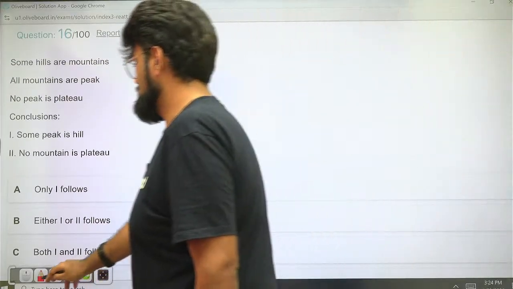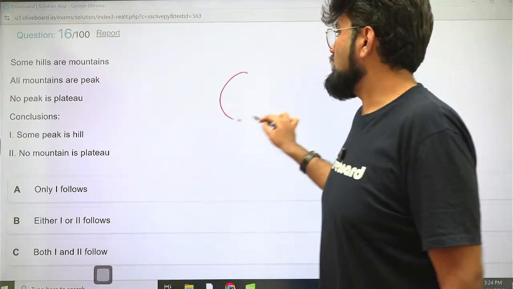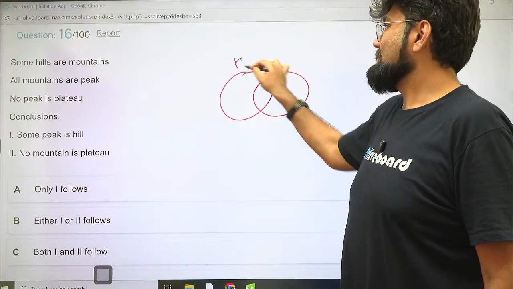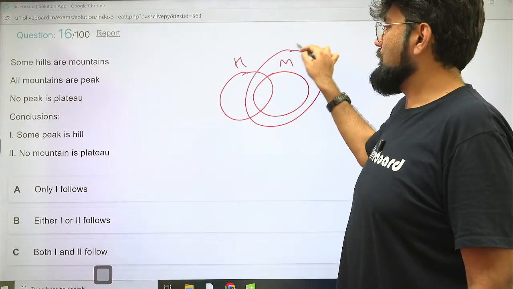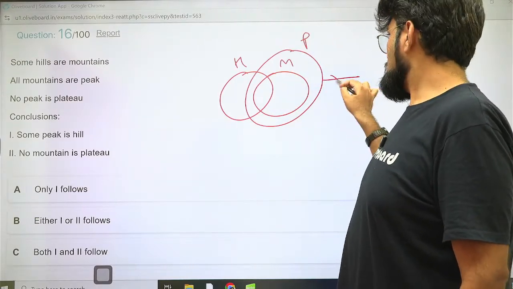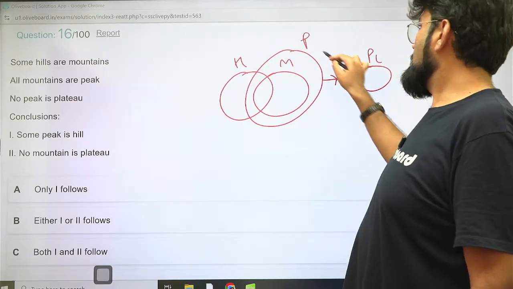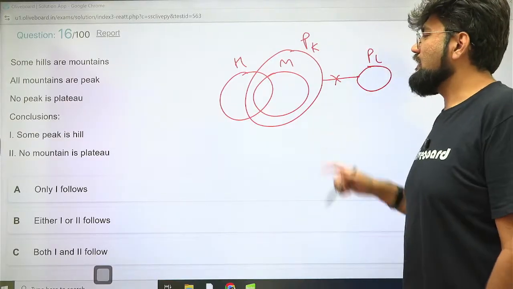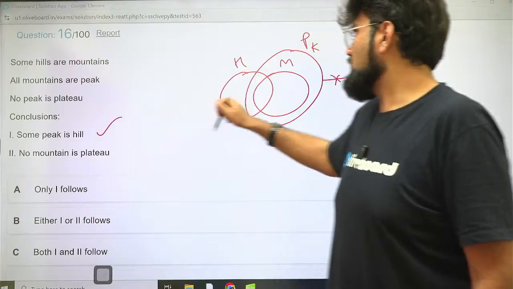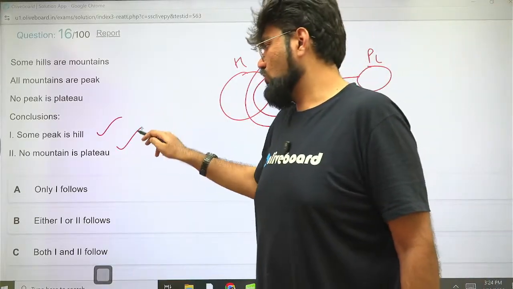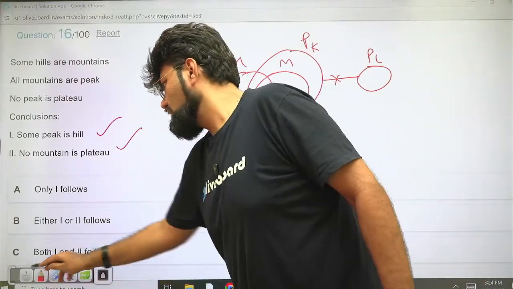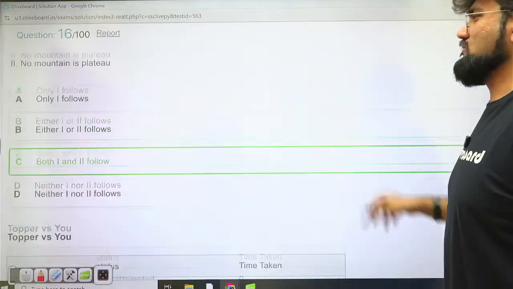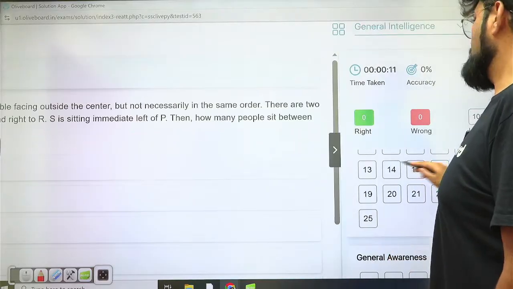Syllogism. Some hills are mountains. All mountains are peak. No peak is plateau. Some peak is hill, absolutely right. No mountain is plateau, absolutely correct. So both are right. Option C is the correct answer. Very easy syllogism, 23 seconds. Next.